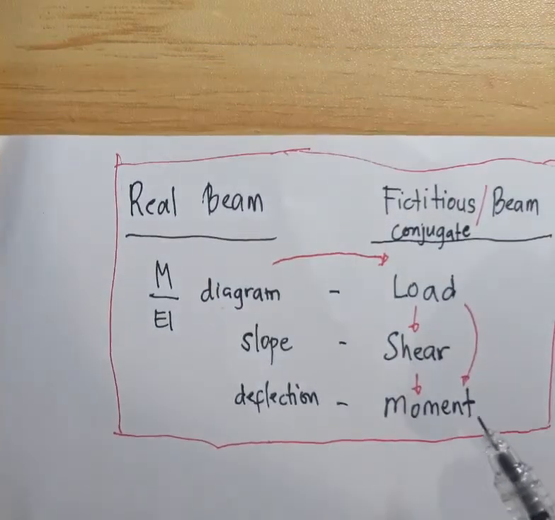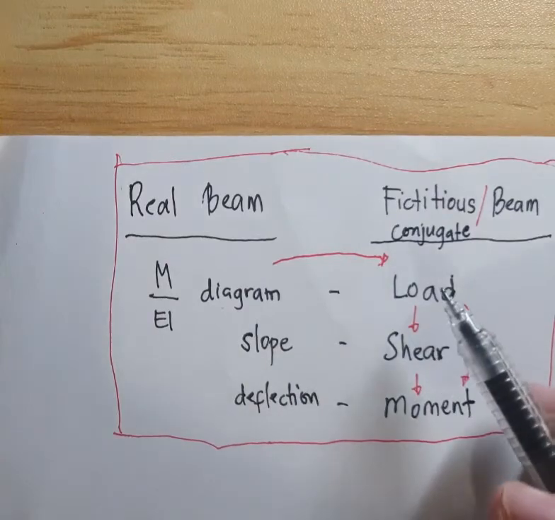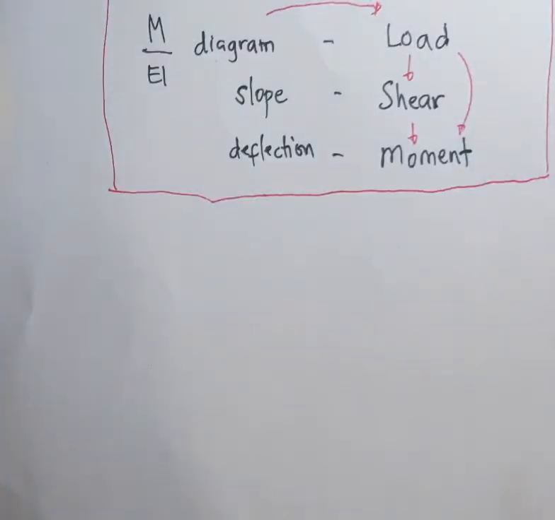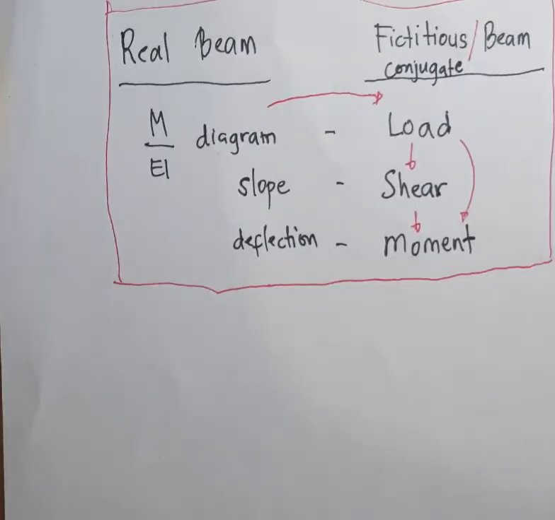Mao nang giyon siya fictitious analogous, meaning same length lang siya, walay ma-change sa length. Okay, so diri nato basahon siya, properties of conjugate beam. The actual beam and the conjugate beam will always have the same length. So that is for number 1.